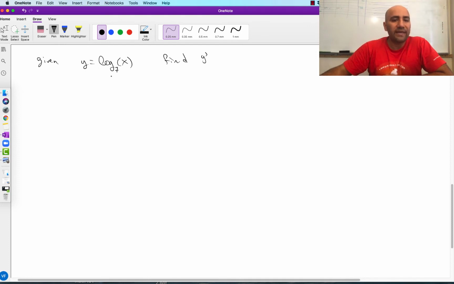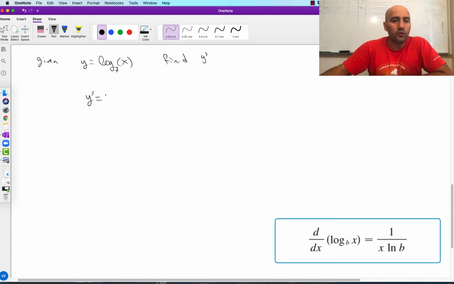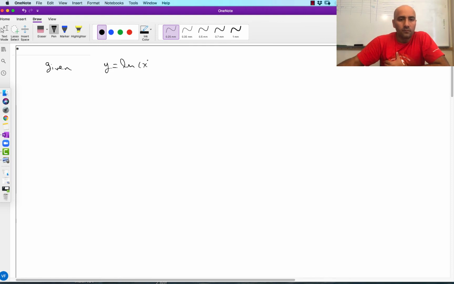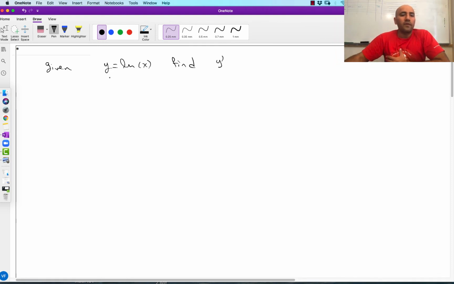Given y equals log base 7 of x, find y prime. No problem. Just following our little rule, we know that this is equal to 1 over x times 1 over ln of 7. Okay, given y equals ln of x, find y prime. Okay, well, remember that ln of x is the same thing as just our standard log base e of x notation. It's just a log function base e. We just happen to call it ln.